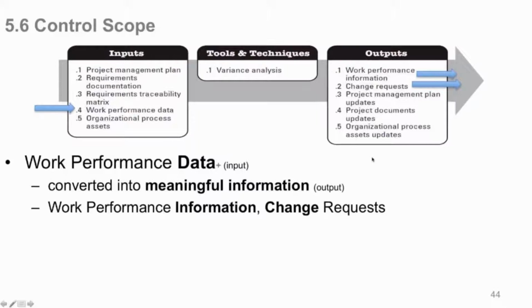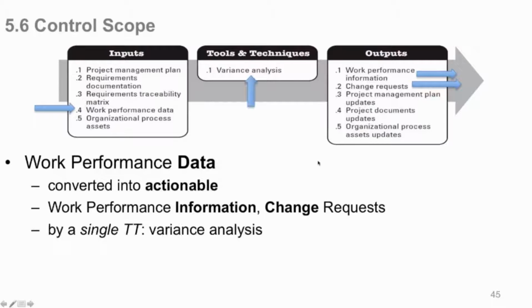Basically, work performance data comes in because you're building the work. These are the statistics that are necessary for you to be able to evaluate how it's going as you're building your work. You look at variance analysis, one tool and technique. And the outputs of that, the products of doing that, are work performance information and maybe corrective or preventative actions and change requests. See, so that's what that is.